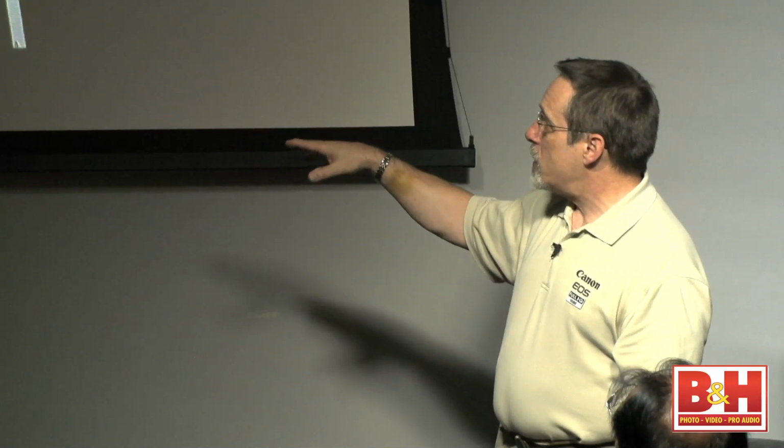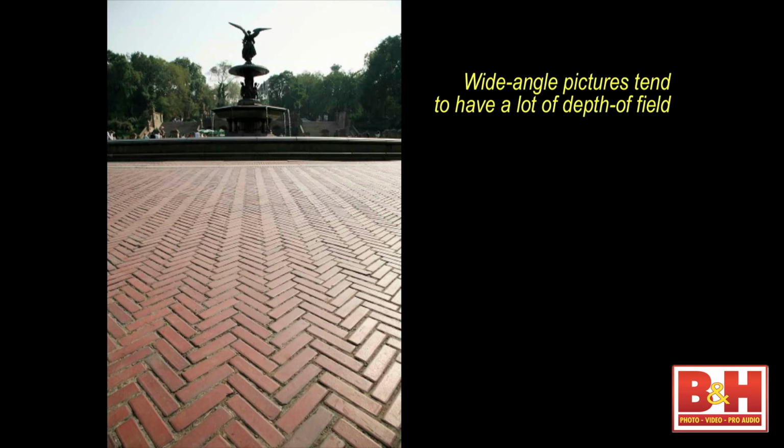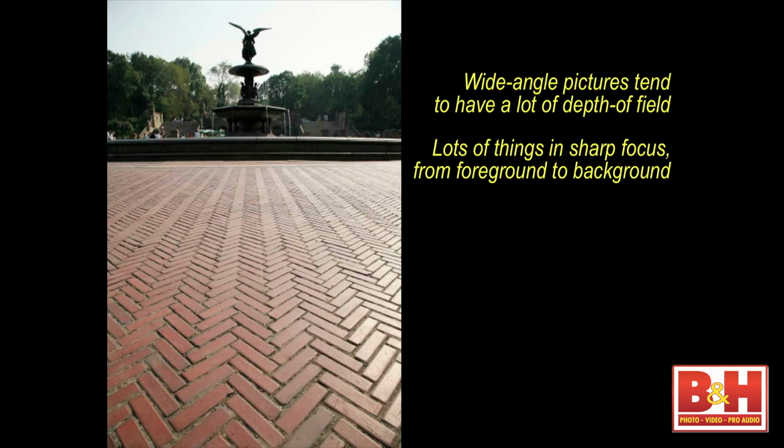Okay, so watch in your viewfinder and see what you have there. Your job with a wide angle, since it does include so much information, is to try to minimize the amount of information that you're going to be shooting. So try to simplify your picture. Again, with a wide angle, lots of depth of field. So here the tiles are in focus, and the tree way in the back is still in focus. Very easy to do when you're using a wide angle lens.